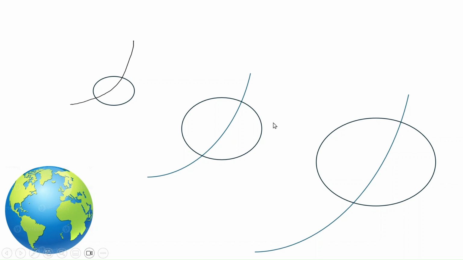Just playing with some ideas. If I was to take this as a zooming in, I'm afraid my animation isn't that great, so I've had to do it like this. But if I was to zoom in to a curve, if I keep zooming in, you can see the line begins to look straighter and straighter.